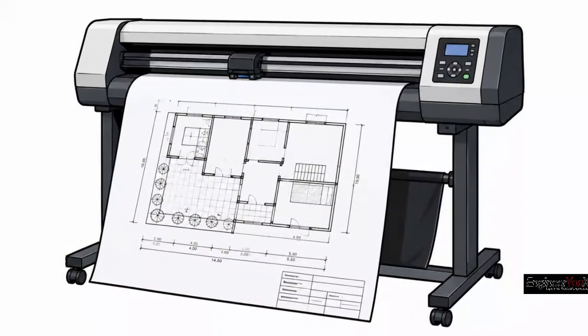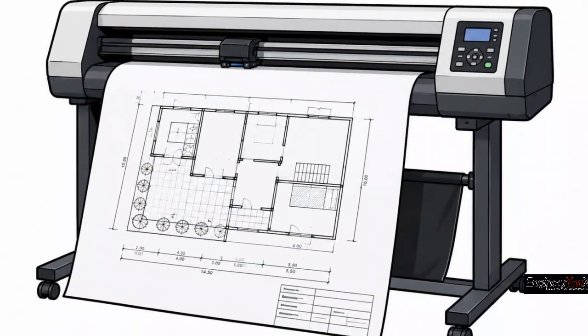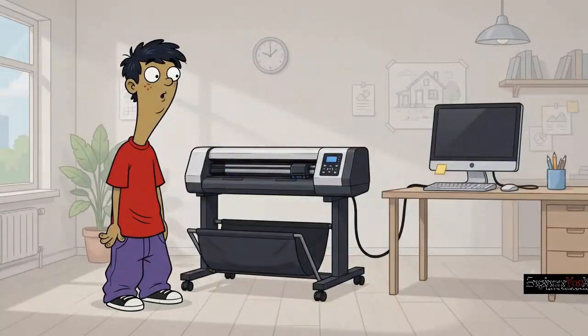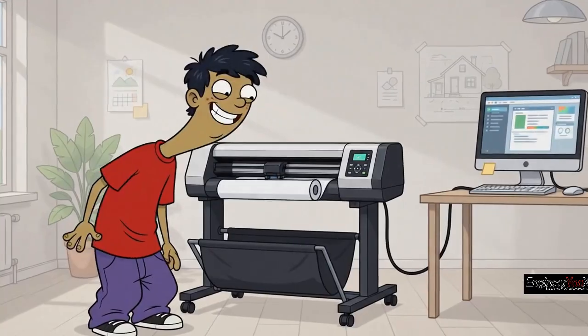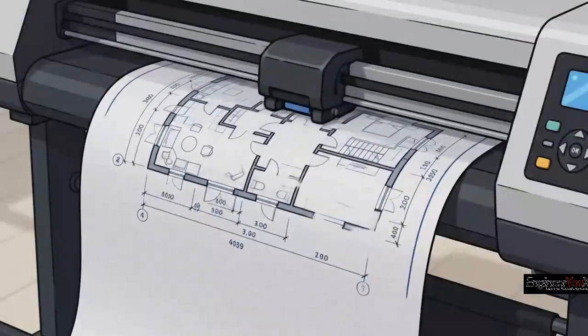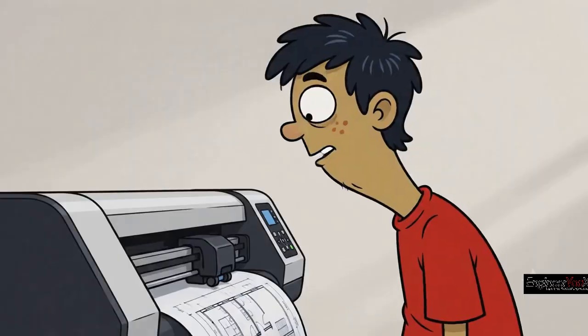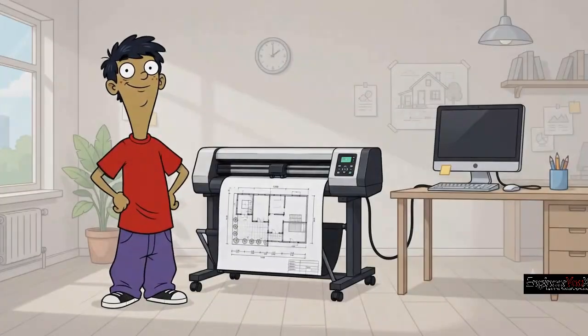And finally, we have the plotter. A plotter is an output device used to create large, precise drawings and designs on paper. It's commonly used for engineering drawings, maps, and architectural plans. So when accuracy matters, the plotter gets to work.